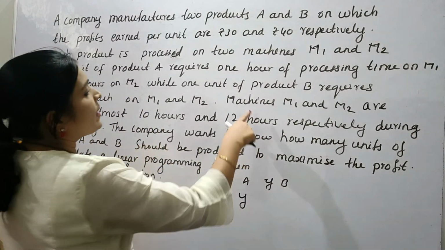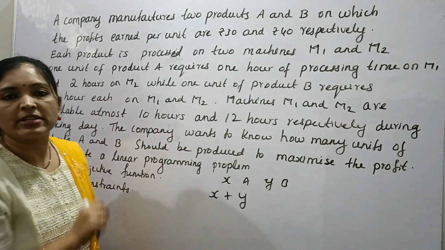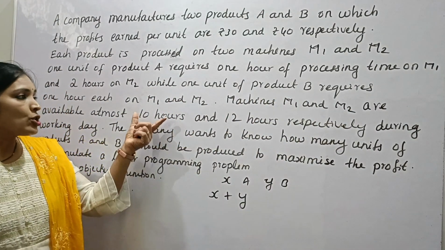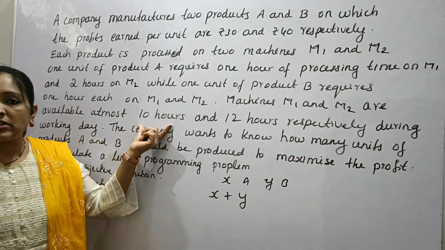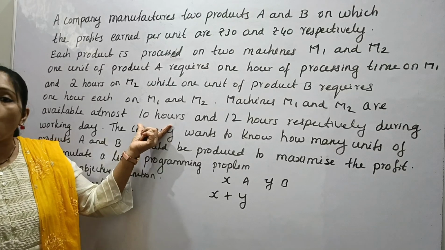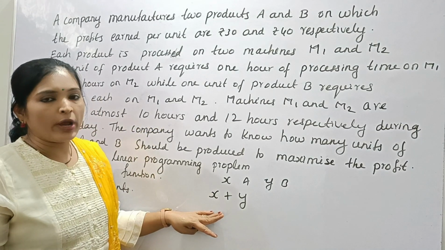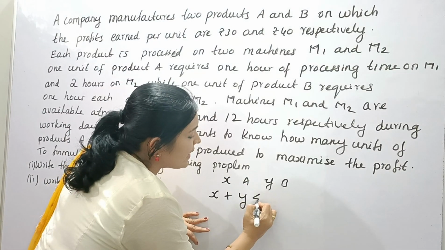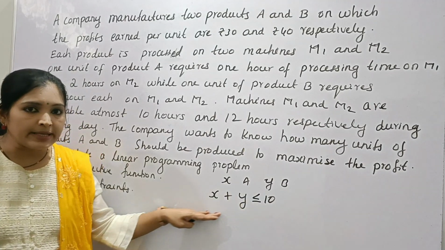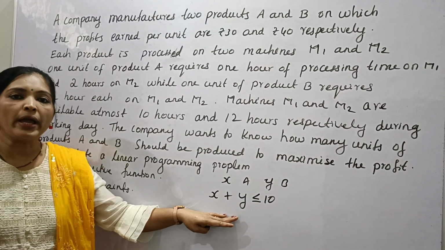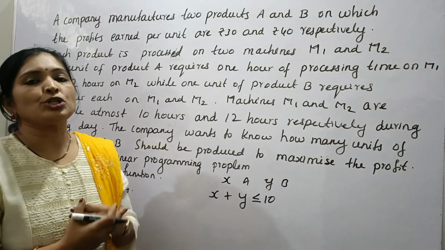And see here, machines M1 and M2 are available at most 10 hours and 12 hours respectively. So machine M1 is available at most 10 hours, not greater than 10 hours. Therefore, the total time should not be greater than 10. Okay, so x plus y less than or equal to 10. That is the constraint of machine M1. Next, let's consider machine M2.